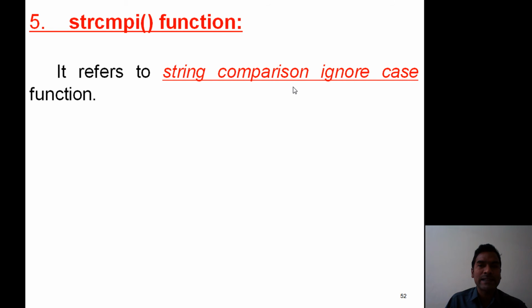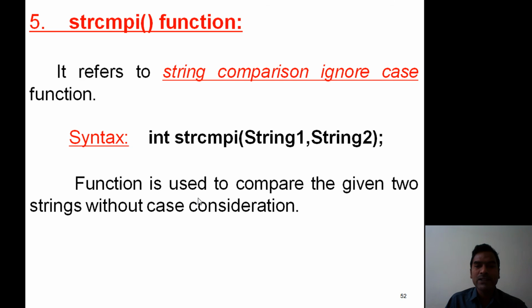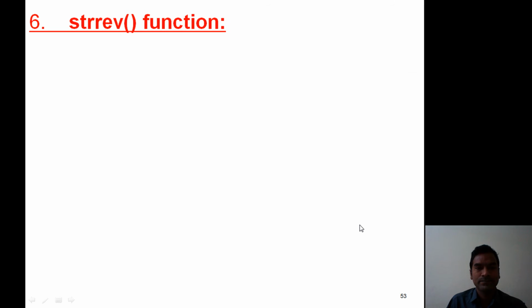String comparison ignore case function, without considering case, like whether it is lowercase characters or uppercase characters. Same format, int strcmpi of string1, string2. The same functionality. This function is used to compare the given two strings without case consideration.